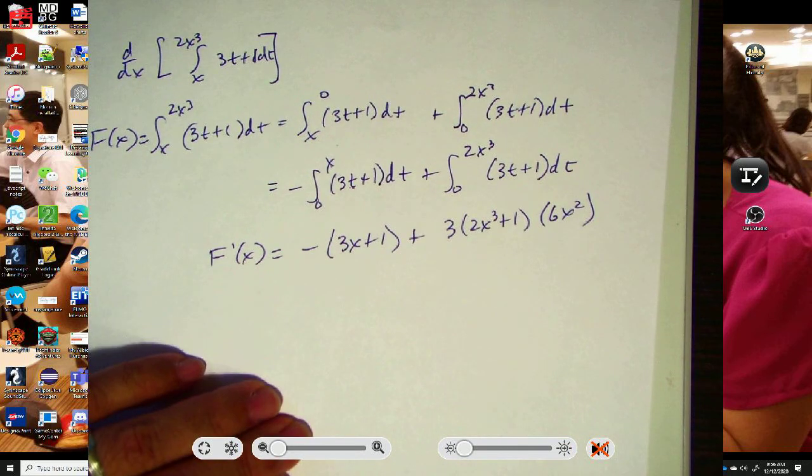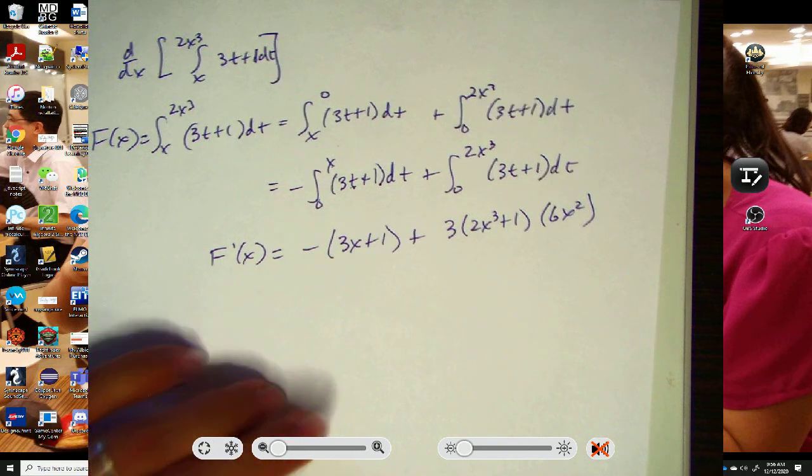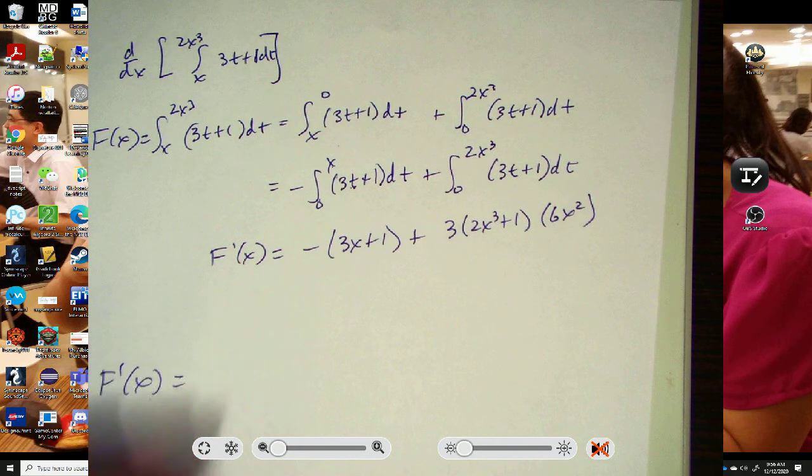Do we want to clean this up? Not really. Let's leave it like that. If you want to clean it up, that's just algebra. If you want me to clean it up in class, I can clean it up, but I don't care.